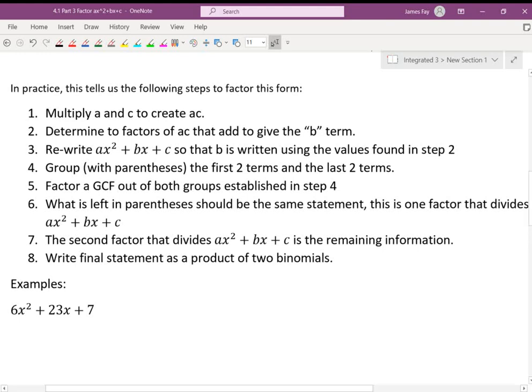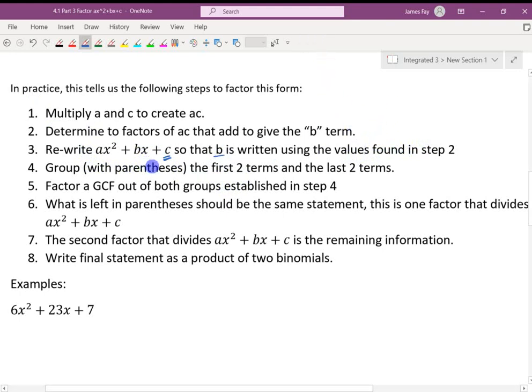That's going to give you a product. You're then going to try to determine factors of that product, AC, that add up to give you your B term. It's very similar to what we've been doing, except that instead of looking at just the things that multiply together to give me C, we're going to be looking at the things that multiply together to give me AC. Then you're going to rewrite ax squared plus bx plus c so that B is written using the values found in step 2. We'll talk about that in a moment when we do an example.